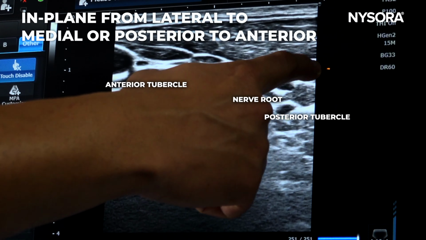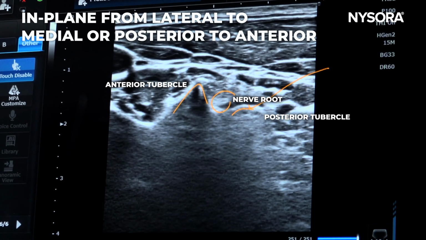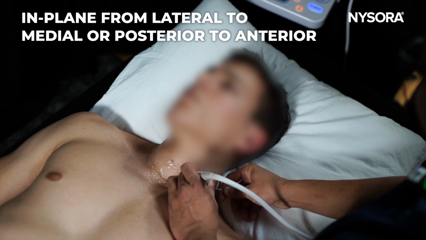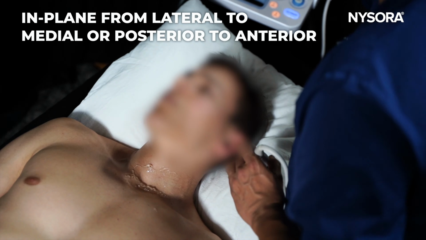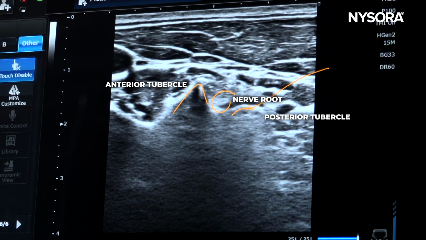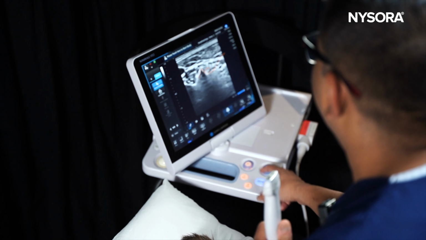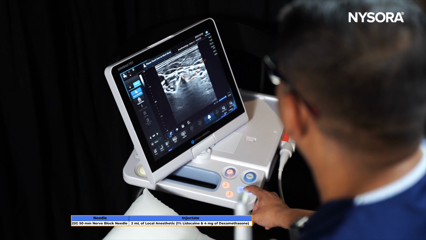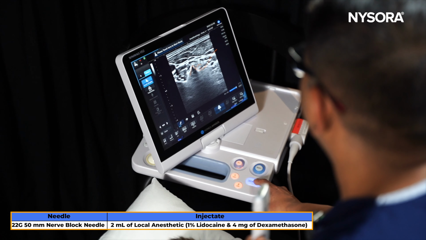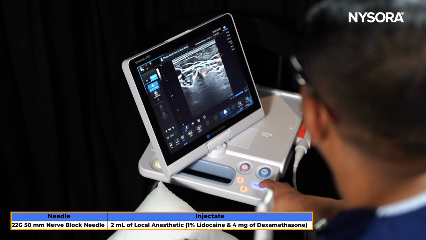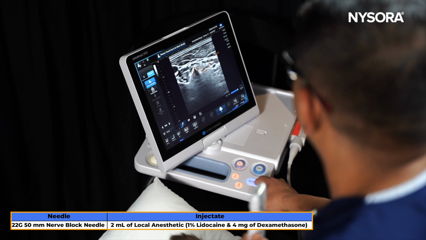You'll be bringing the needle in plane from lateral to medial or from posterior to anterior this way, and once the needle is at the level of the posterior tubercle, you will inject about 1 cc of 1% lidocaine or other local anesthetic along with dexamethasone as a non-particulate steroid. Before that, I would always recommend using a contrast dye. Do the x-ray to make sure that the needle tip is not in the vessel, and then you will inject local anesthetic and steroid. Thank you.